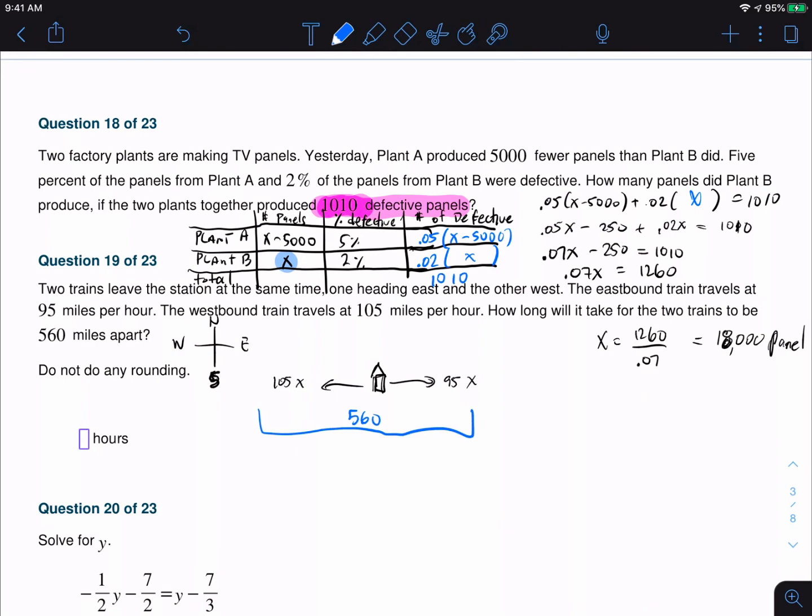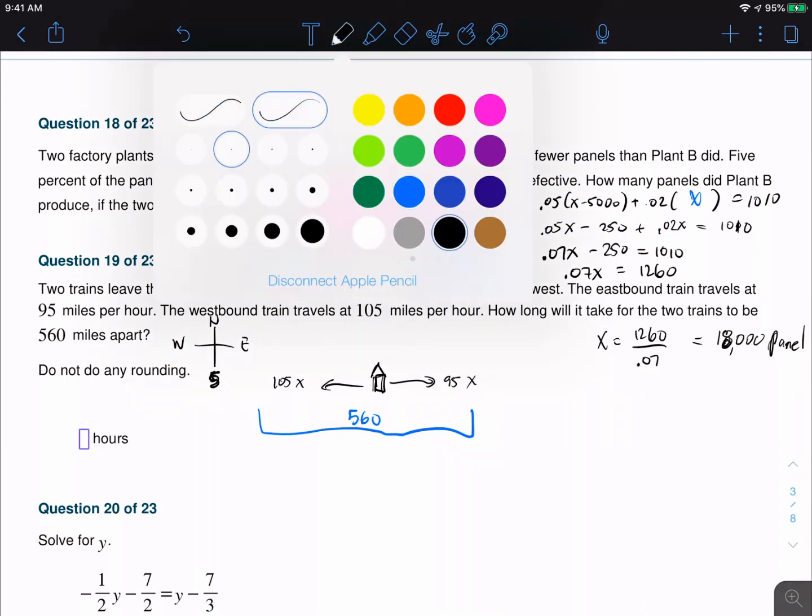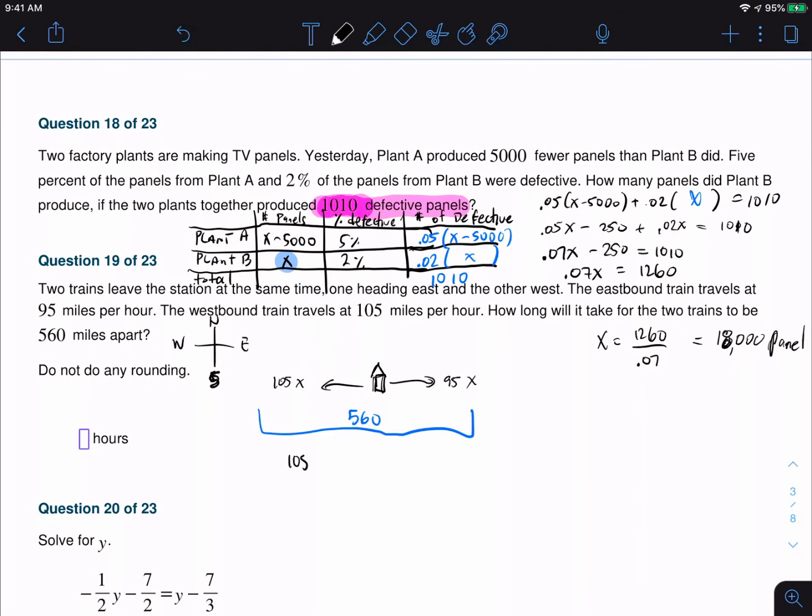Okay, so let's think of it like this. Every hour that passes, are the trains moving further away from each other or closer? Further away. And since they're moving further away from each other, every moment that passes, their two distances are being added, and they're going to add up to 560 is the goal, right? Yes. So in order to solve this problem then, we're going to go 105x, because this is distance, right? Because it's rate times time, plus 95x, and then that's supposed to equal 560.